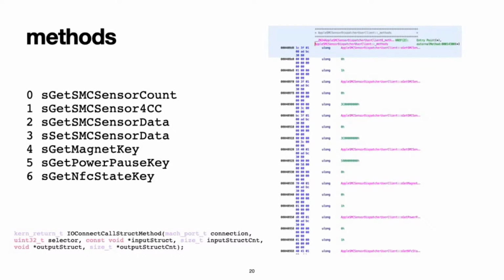How to choose those methods? Usually the second argument of IO connected call scalar method or IO connected call struct method, the selector argument, is used to select the method to call.